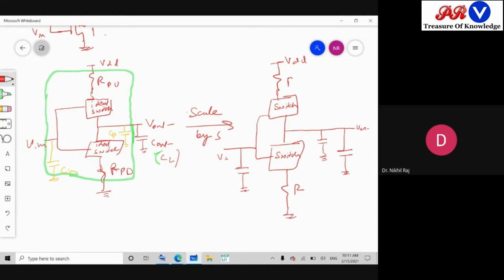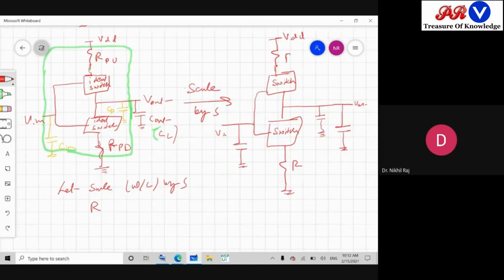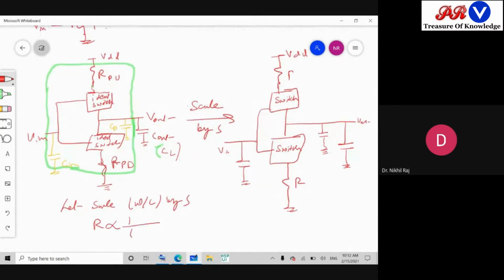When I scale with S, let's scale W by L by S. I know the resistance dependency on W by L: resistance is inversely proportional to W by L. So if I scale this by S, the resistance will also scale by a factor of S, in the inverse sense. This means R pull up will now be R pull up divided by S. What will happen to R pull down? R pull down will also be divided by S. So this is the resistance case.